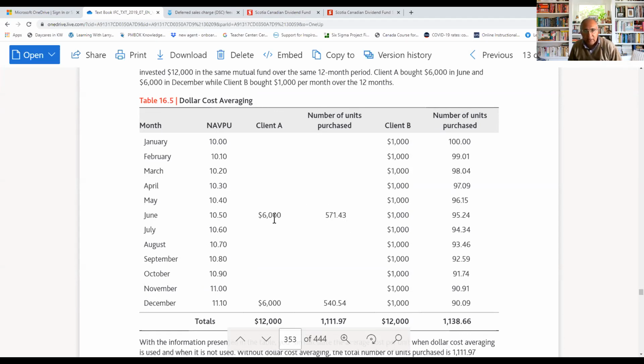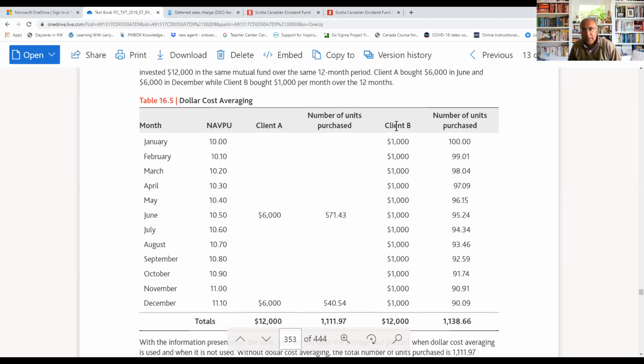If you do it on your calculator, 6,000 divided by 10.50. He puts in $6,000 and 1 unit is $10.50. He will get 571.43 units. Right? Clear? Same thing here. Now here, 6,000 and the price is 11.10. So 6,000 divided by 11.10, you'll get 540 units here. If you add these two up together, he will get 1,111.97 units. This is the number of units he will get on a $12,000 investment.